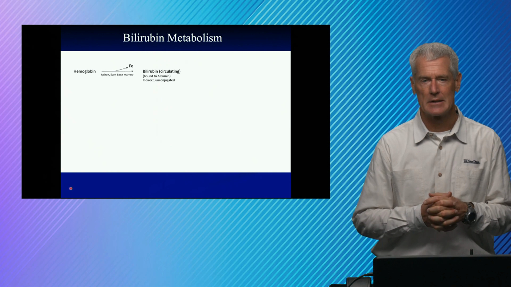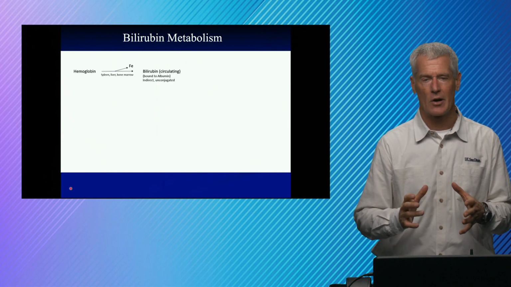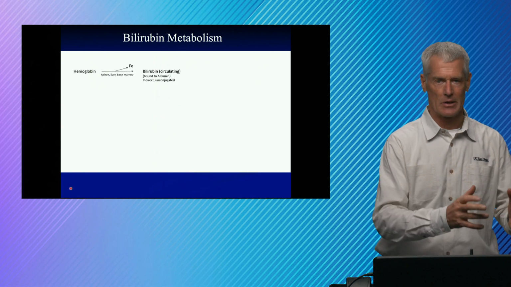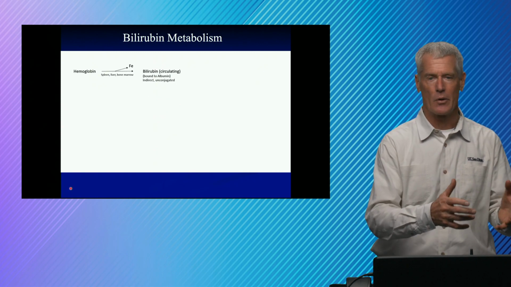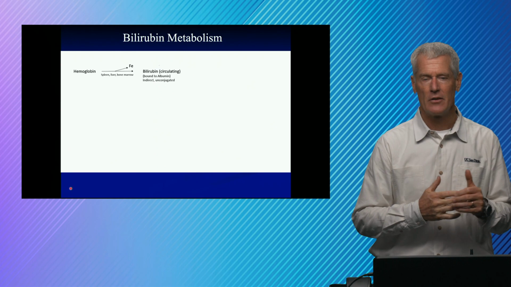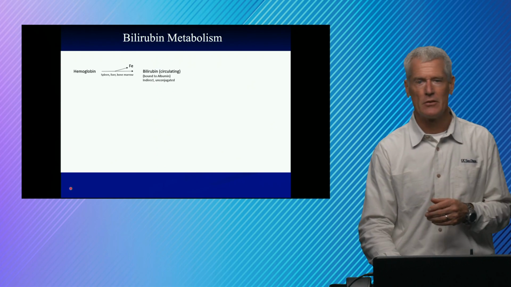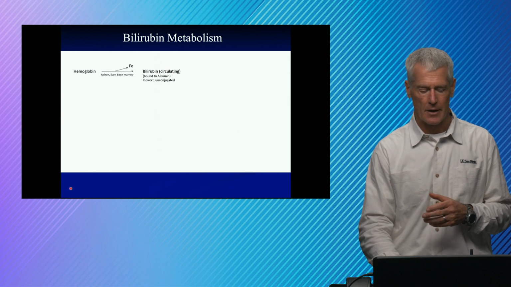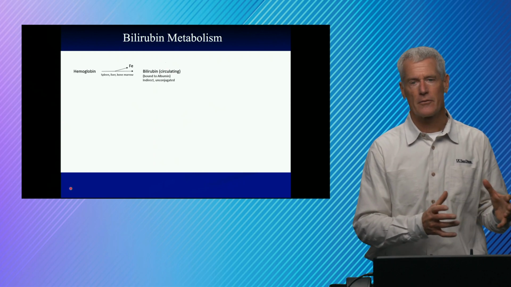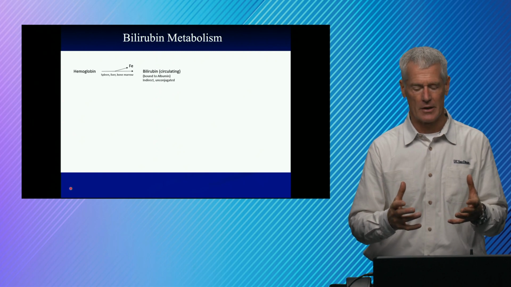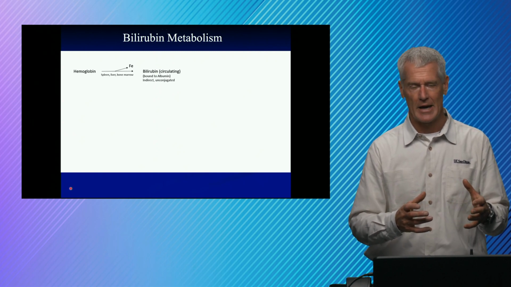We call it indirect because it doesn't react very well with the reagents that we use in the lab. So we have to add something to the serum sample to get it to react with the reagent. So it's indirect, and this is unconjugated bilirubin. And so this is the lipid-soluble form. It is transported around bound to albumin because it's lipid-soluble and it's in an aqueous solution. So it binds to albumin.